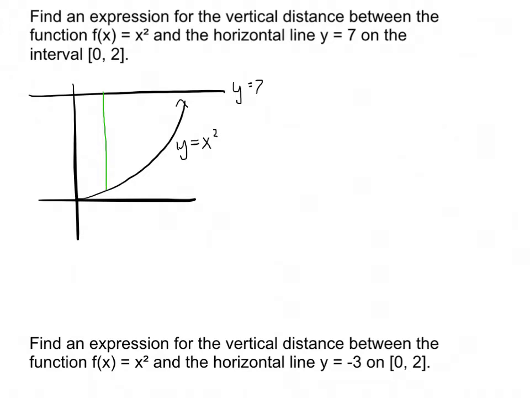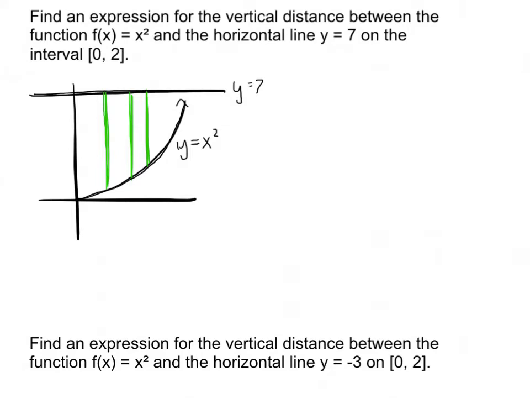What I hope you recognize is that there is no single distance here. I just drew one of them, but I could just as well have been asking for this distance over here, or this distance over here. It's different, depending on what x is. Depending on what x is, the distance between y equals 7 and y equals x squared will vary. The way that we get an expression for this distance is by taking, and you've heard me say this before, the top function and subtracting the bottom function.